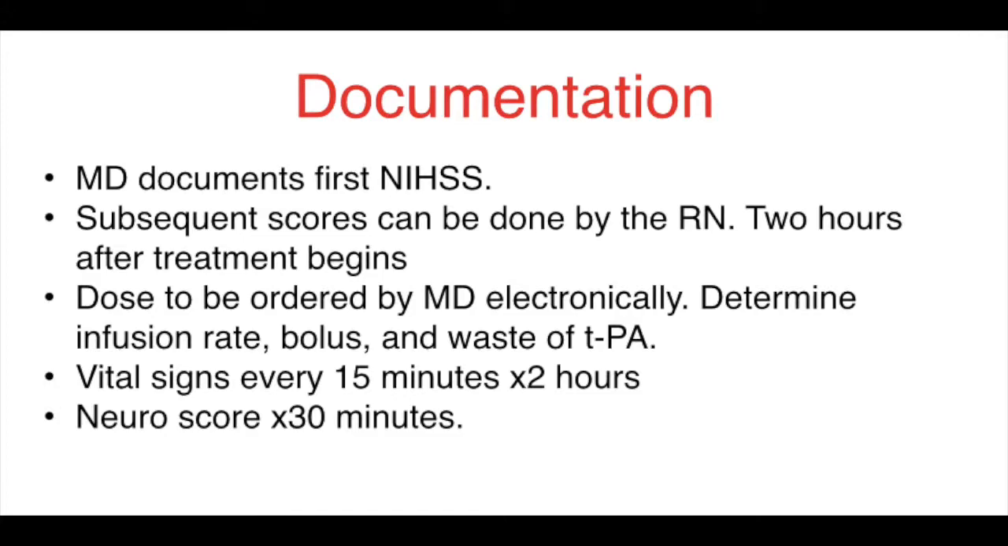The order for TPA and the TPA bolus both need to be put in electronically by the physician so that the nurse can document accordingly the rate, the bolus, and how much was wasted. And vital signs need to be obtained every 15 minutes and documented, and neuro signs every 30 minutes and documented. Be sure to always go back to the patient's symptoms and complaints and state how the patient is reacting to the treatment or any interventions that happen along the way.